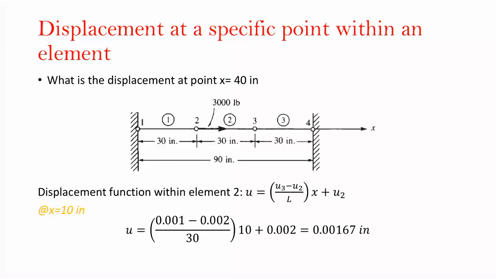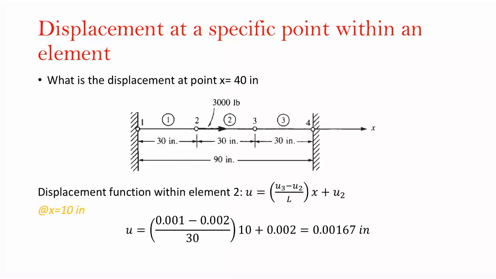And just in case you are doubtful about whether it is right or not, if you remember, if you put x equals to node number 2, it should give us the displacement at node number 2. And if you put the coordinates of node number 3, it should give you U3. So just to make sure that you are doing it properly. This was the point from yesterday's lecture.